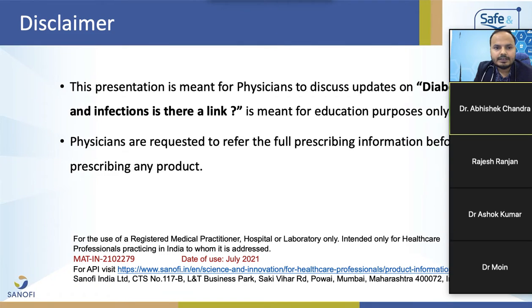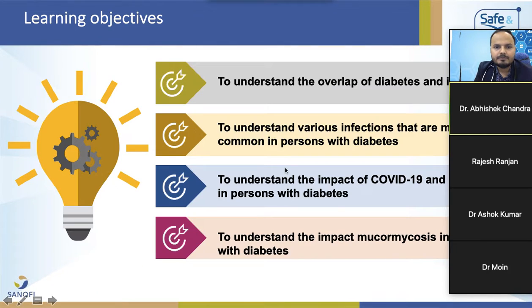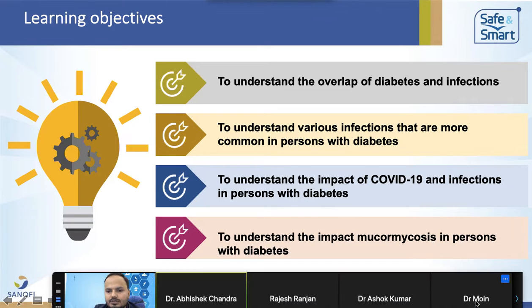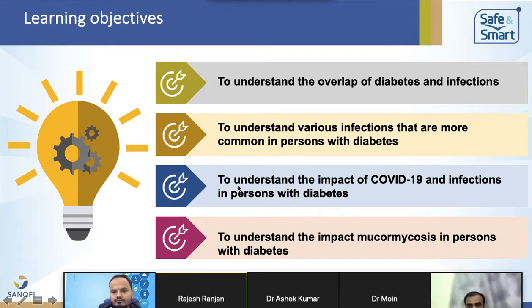So coming to the slides proper, this is the basic disclaimer. Basically what we are going to do is understand the overlap of diabetes and infections, to understand various infections that are more common in persons with diabetes, to understand the impact of COVID-19 and infections in persons with diabetes. And obviously, we will talk about mucormycosis, which is one of the hot topics in the past few months, commonly called in the public domain as black fungus.